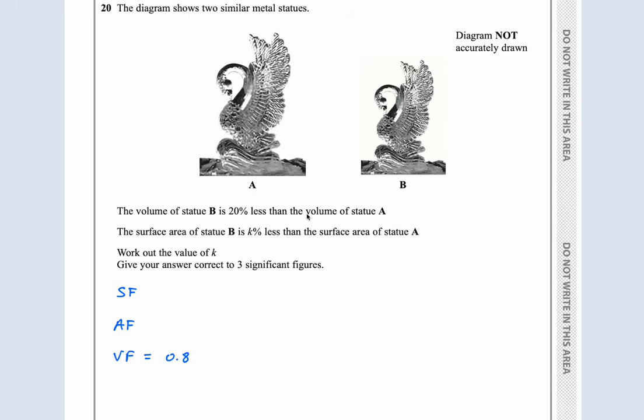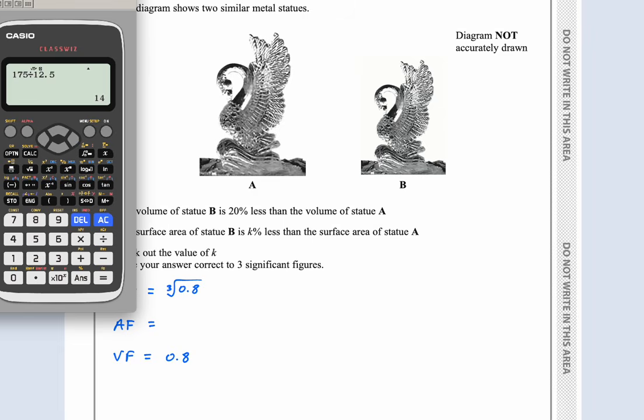Now, how did I get that? Well, it's like those compound interest questions. If you want to reduce something by 20%, you multiply by 0.8. You get 80%. So the volume factor is 0.8. That tells me the scale factor is the cube root of 0.8. Let's actually get that first. Remember, the scale factor is always the cube root of the volume factor.